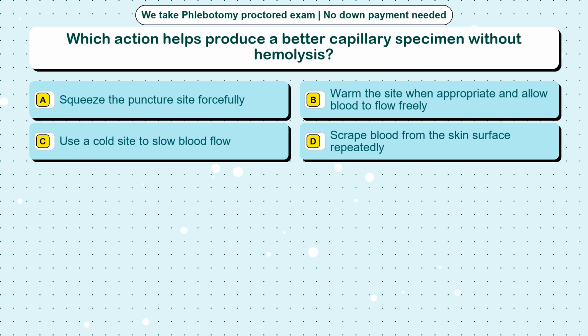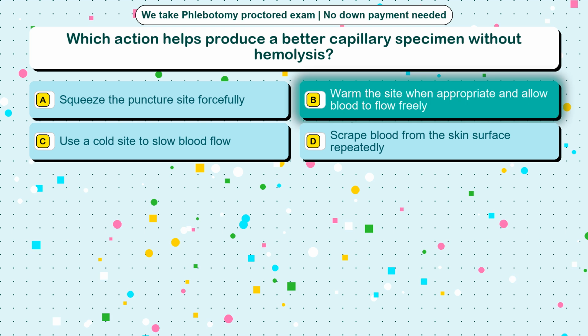Question 66. Which action helps produce a better capillary specimen without hemolysis? Option A, squeeze the puncture site forcefully. Option B, warm the site when appropriate and allow blood to flow freely. Option C, use a cold site to slow blood flow. Option D, scrape blood from the skin surface repeatedly.